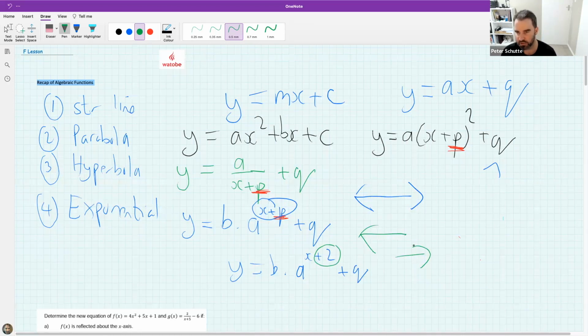And Tabiso says it's counterintuitive. Exactly. That's exactly the word I would use. So just remember the horizontal one is a bit sneaky. Whenever you see a plus value next to the x, it kind of works the opposite way you would expect.